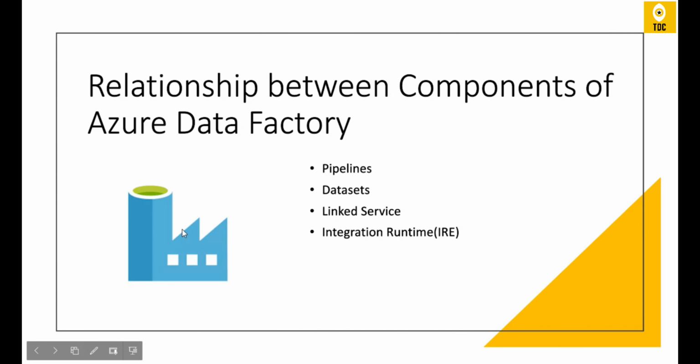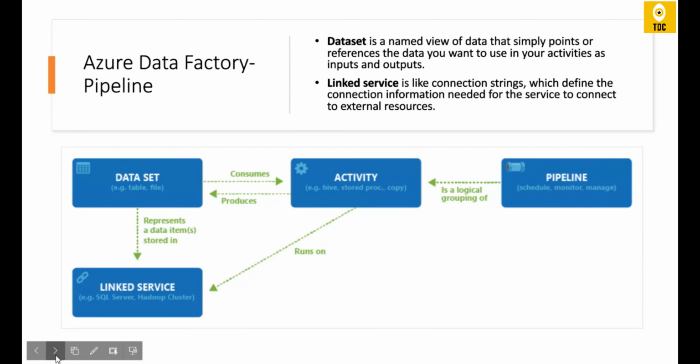As we've already mentioned, the main agenda is to know the relationship between the basic components of Azure Data Factory. As we have already seen in the previous video, the pipeline, dataset, linked service, and integration runtime are the basic components that will create a particular pipeline in Azure Data Factory. So how are these related? That is the main agenda of this video. Now let's get to the important slide where we'll be able to clearly understand how these are related.